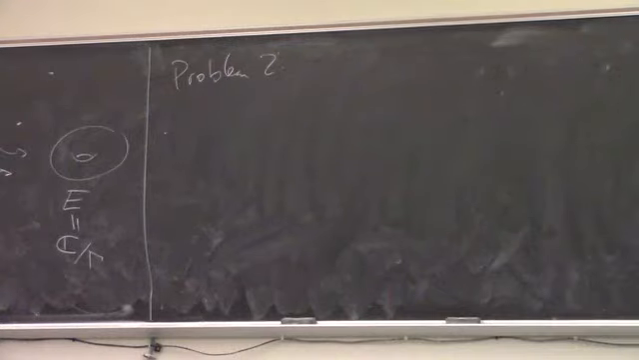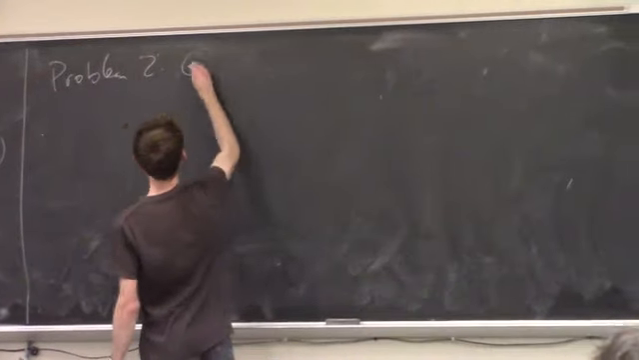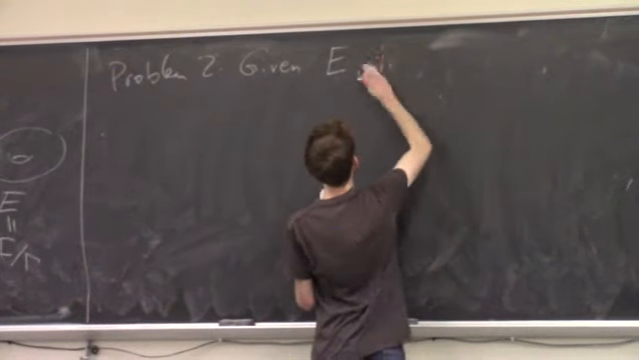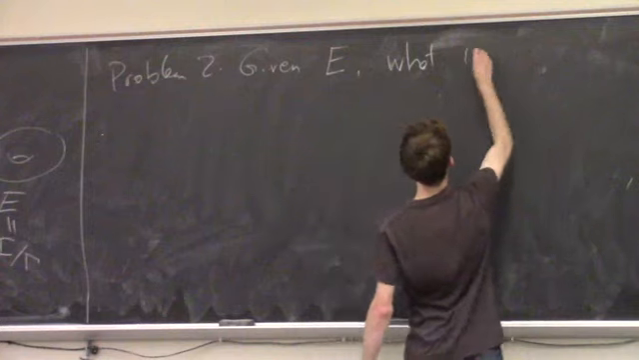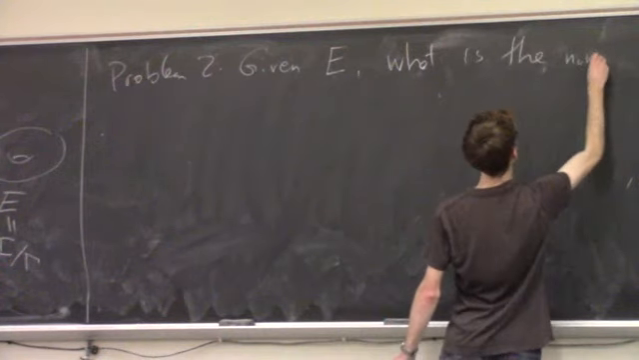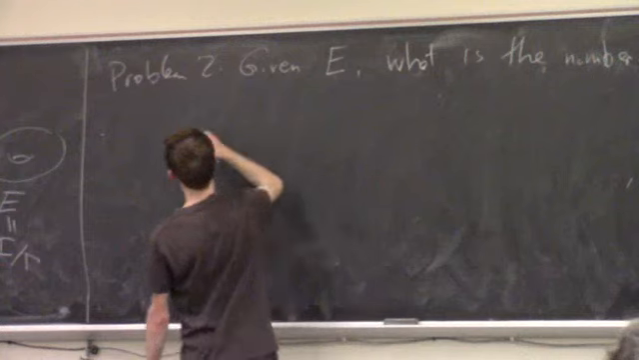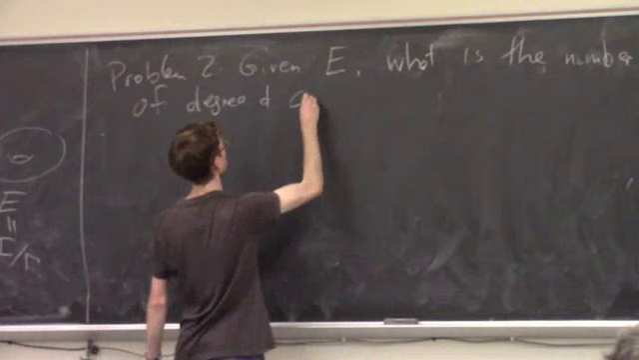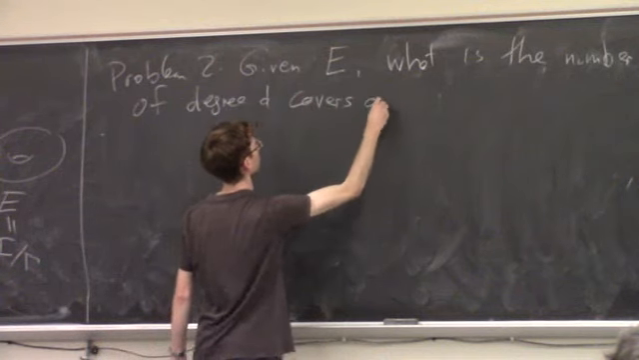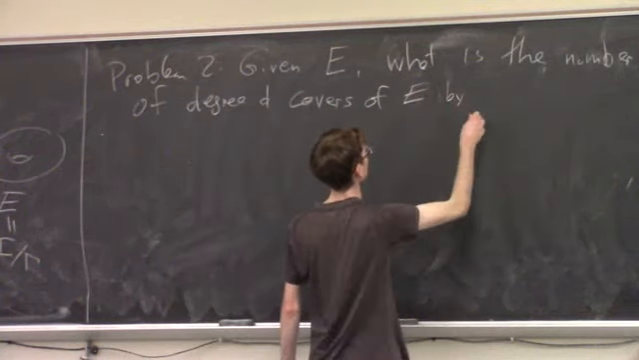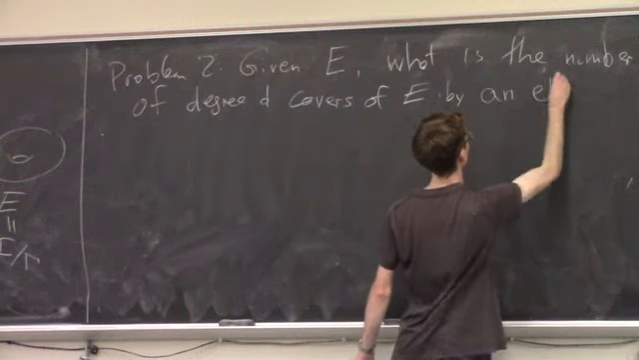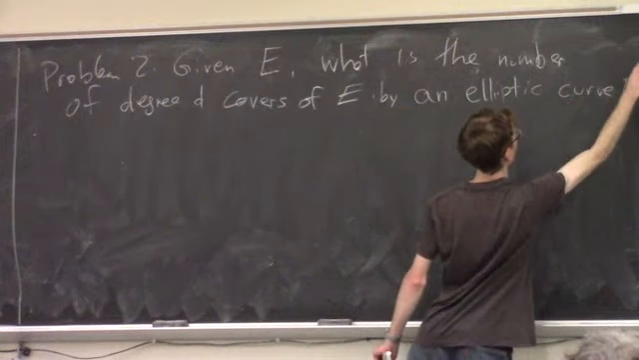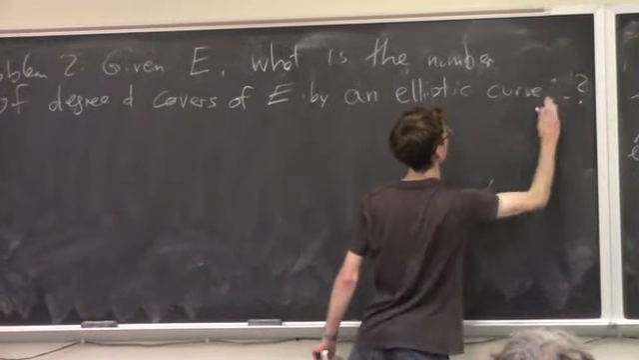So say you're given an elliptic curve E. And what is the number of degree d covers of E by another elliptic curve? Let me call it C.